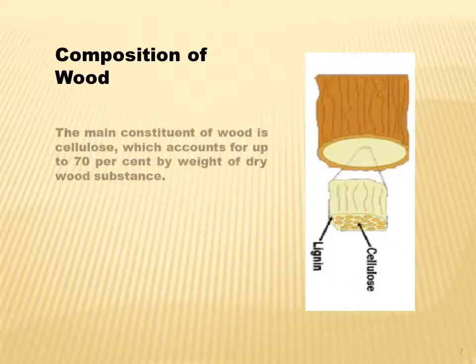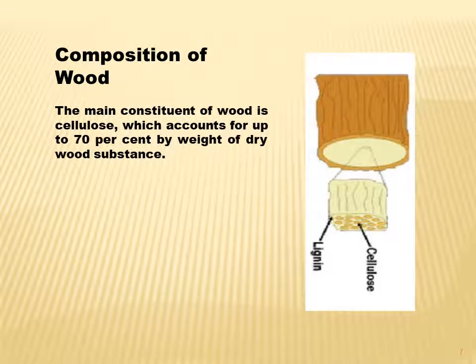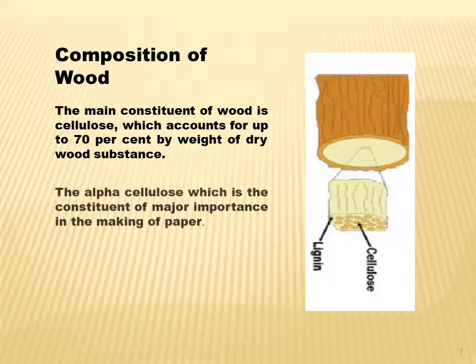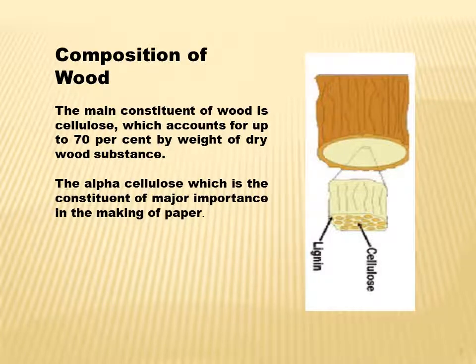Composition of wood. The main constituent of wood is cellulose, which accounts for up to 70% by weight of dry wood substance. So the major component of the wood is cellulose. The alpha cellulose is the constituent of major importance in the making of paper.